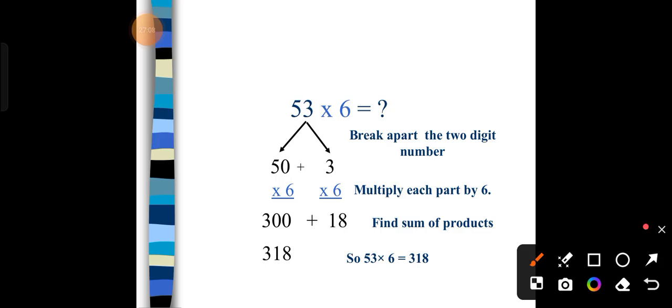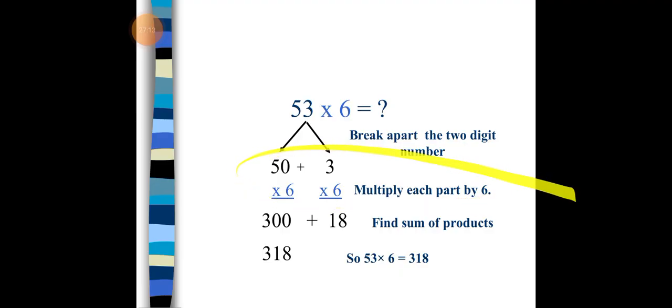Now we are done with 50 plus 3. After that we need to multiply each part by 6. We have two parts, and we take the 6 that was present over here already and multiply each part by 6. The first part is 50, and the second part is 3. These are two different parts.